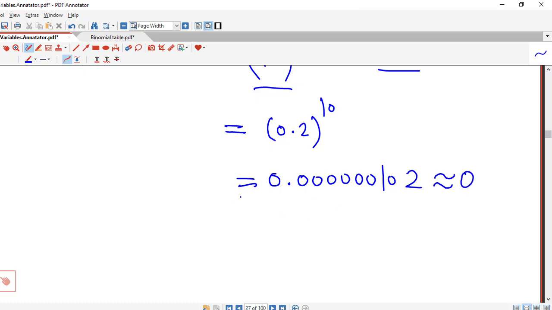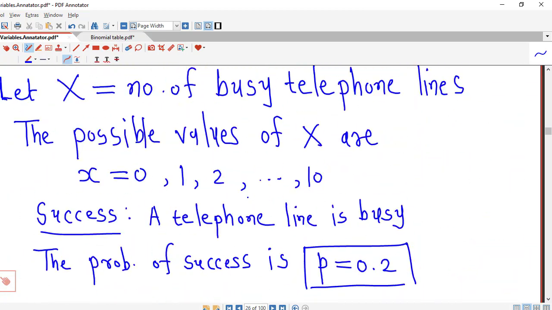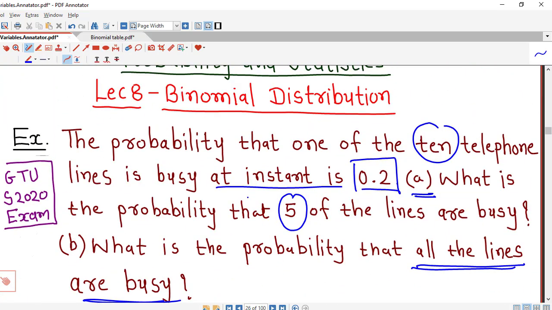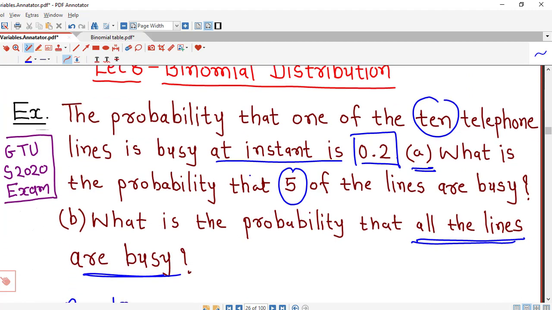Okay, so in this way we can decide this type of probabilities using the binomial probability distribution. So this is all about this session. I hope you like it. Thank you very much.